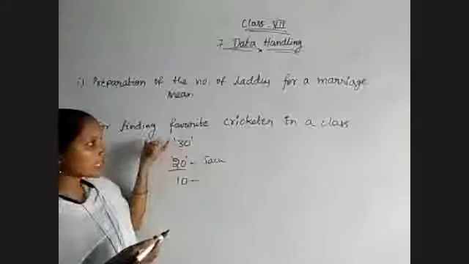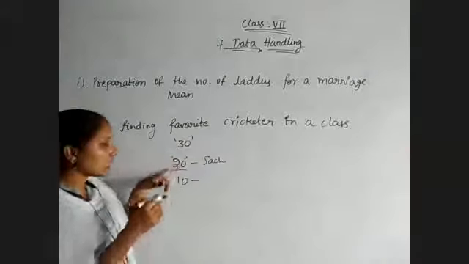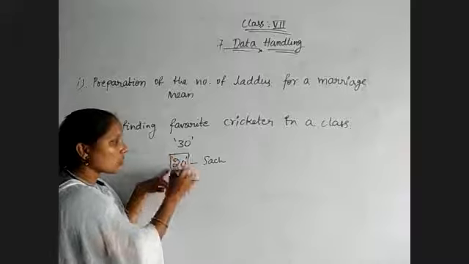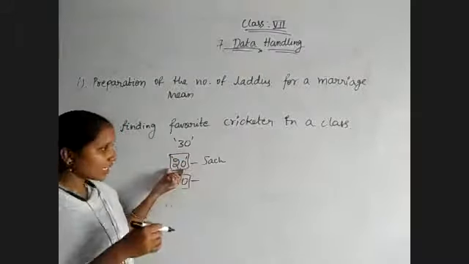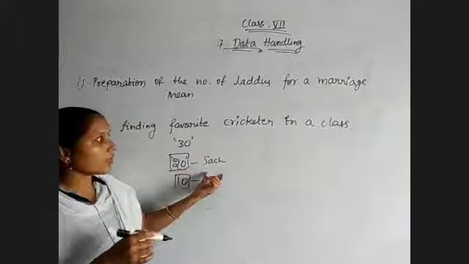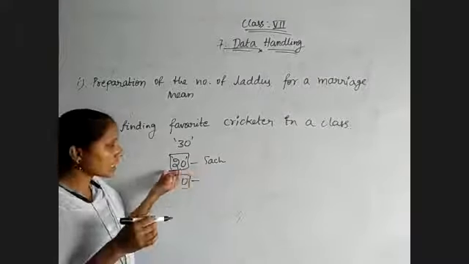So it comes under the most occurred data. Here 20 is more than 10, 20 times Sachin. For 20 people, Sachin was the favorite cricketer. So it comes under mode.